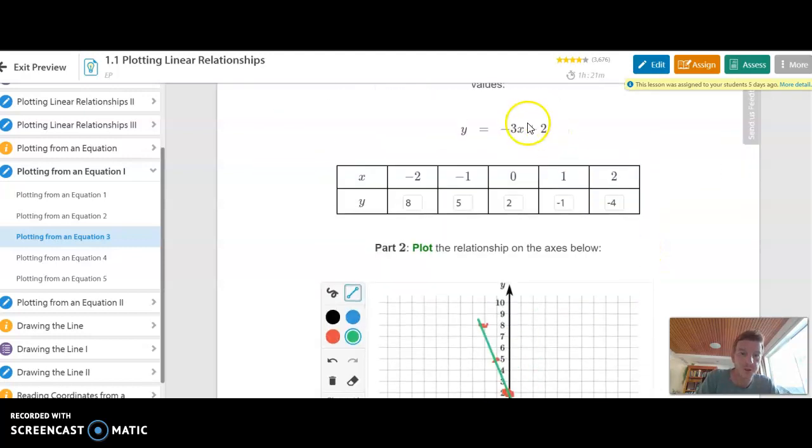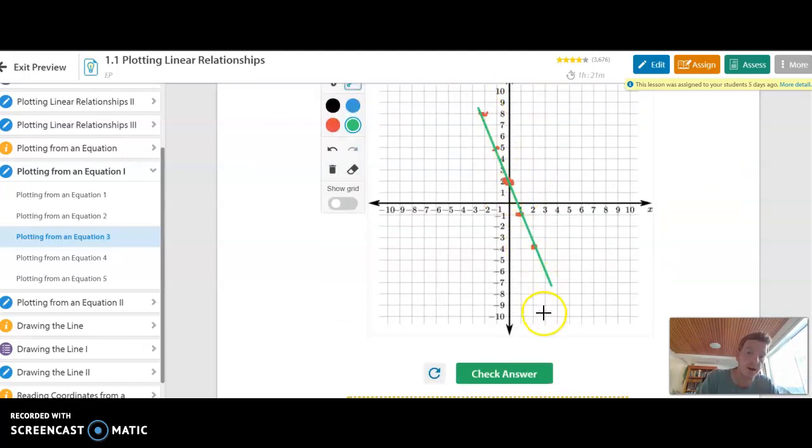Okay, so it's substitution, put the coordinates, plot them, and then try to put a line through those points.